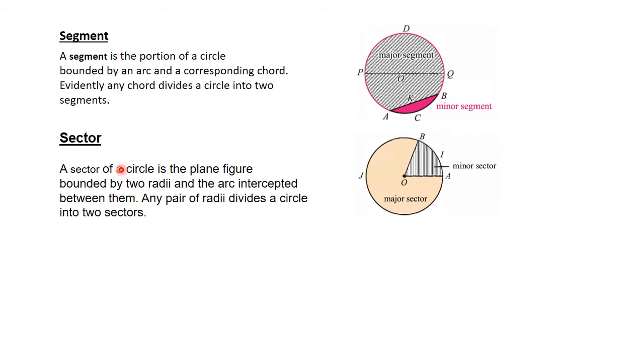Now students, sector, what do you mean by the sector of the circle? When a circle is bounded by two radii of the circle, like OA and OB are the radii of the circle, and this portion is bounded by two radii of the circle, it is known as the sector of the circle. And students, look at this. This colored portion is known as the major sector and this shaded area is known as the minor sector.